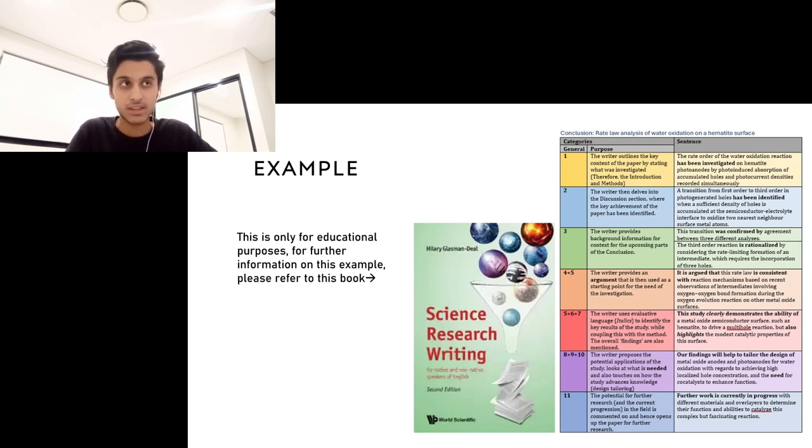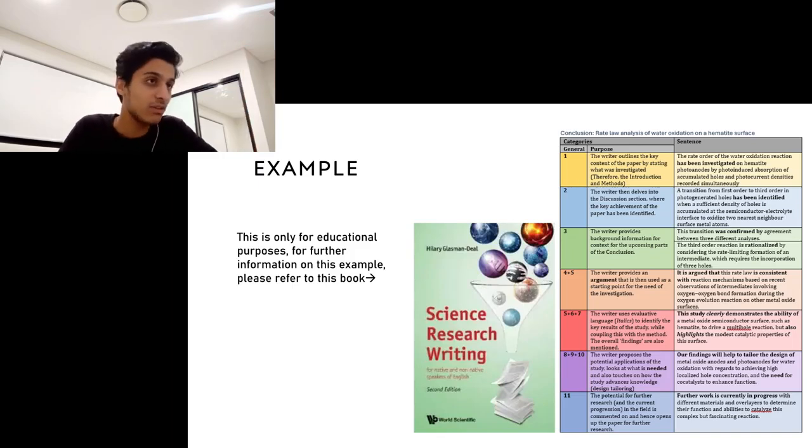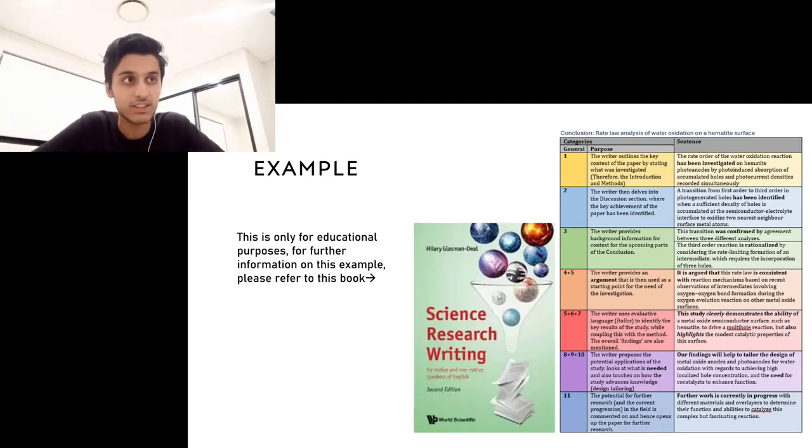Now in the fourth and fifth part, what they do is that they provide an argument that is then used as the starting point for the need of their investigation. So now they're talking about why their investigation was actually needed. It is argued that this rate law is consistent with the reaction mechanisms based on recent observation of intermediates, and so on. So now they're introducing why you need to do the research.